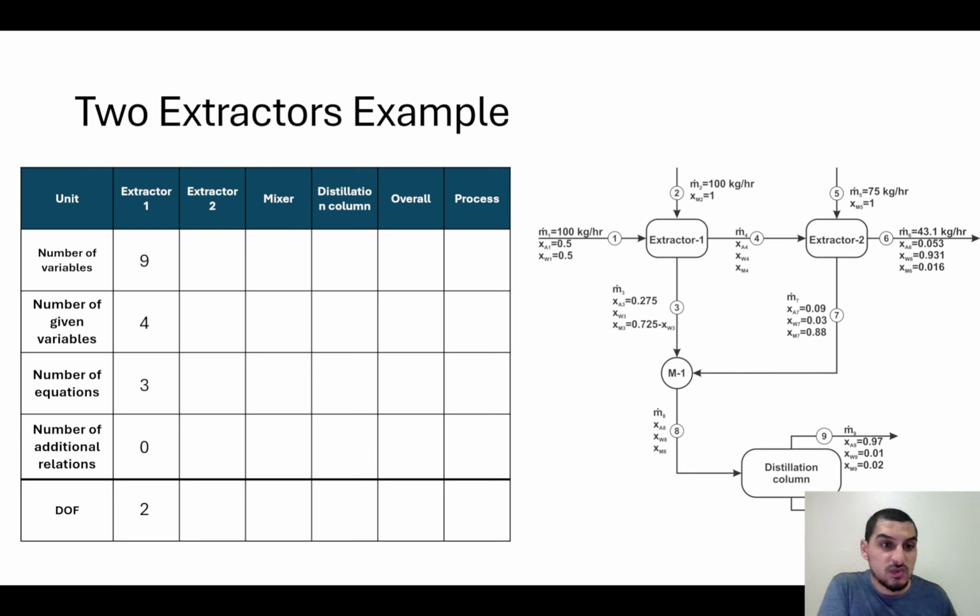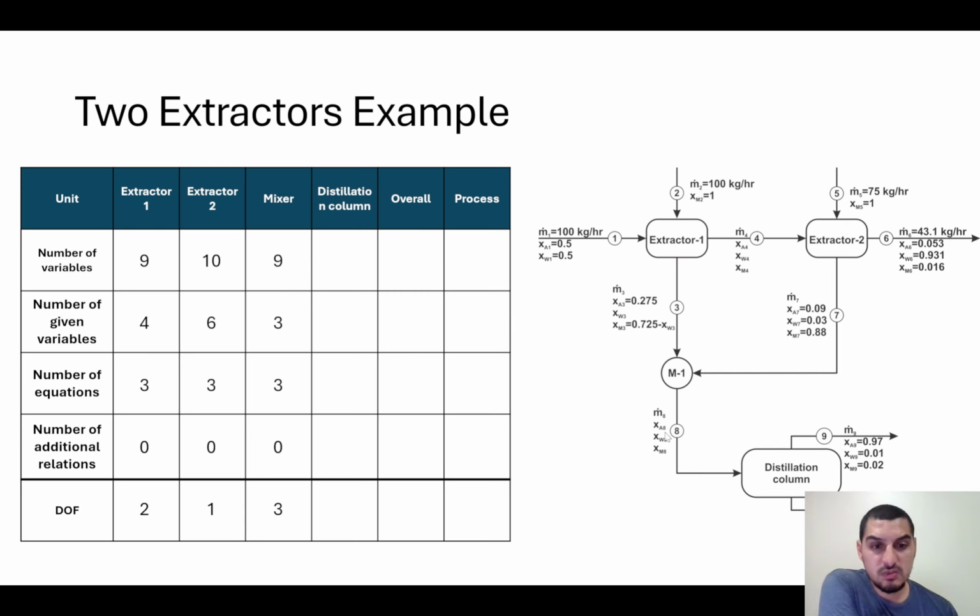For extractor 2 we have 9 plus 1, so it's 10 variables. The given variables are 1, 2, 3, 4, 5, 6 given variables, the number of equations is 3, and the additional relations is 0. For the mixer we have 9 variables. The number of given variables is 3, 3 equations, and no additional relations. So this is 3 degrees of freedom.